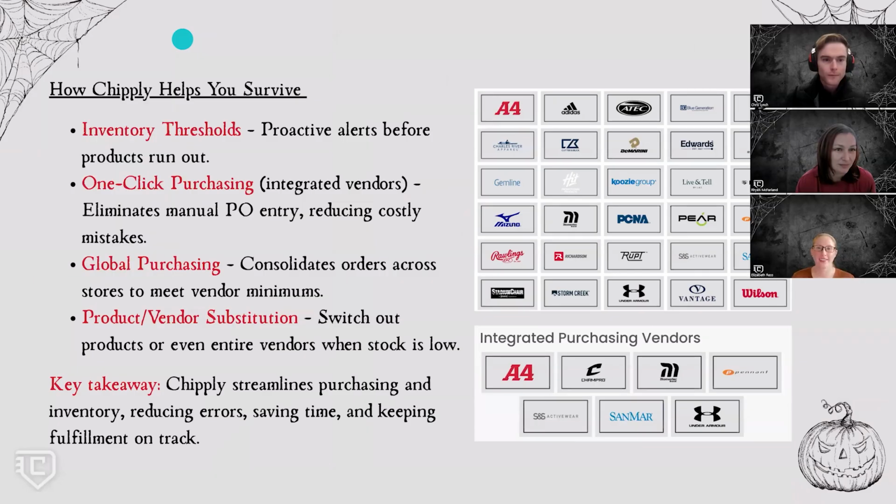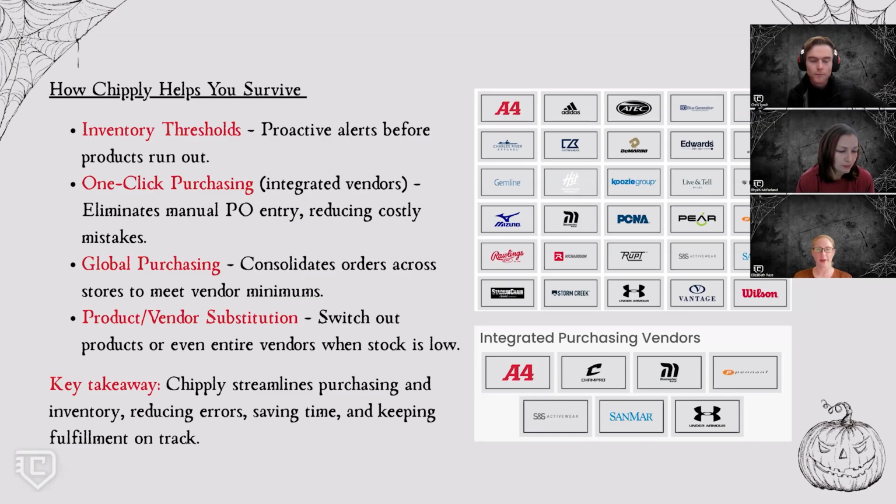Yeah, so a few ways that Chipley helps you with the scenario and similar ones. Of course, we have our inventory thresholds, which helps make sure that you never get to a point where you have things that you're selling that are already out of stock. One-click purchasing helps make things just really easy for you. Global purchasing helps you meet those vendor minimums by aggregating orders across all your stores. And then product and vendor substitution helps make it easy to sub out different products or even vendors when things are getting low in stock.